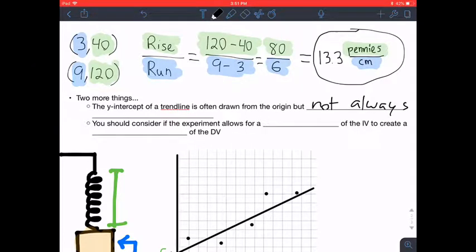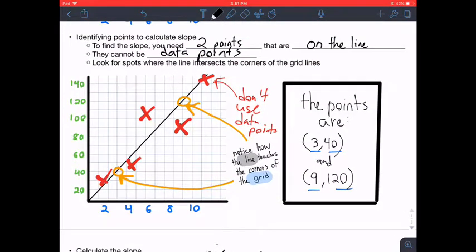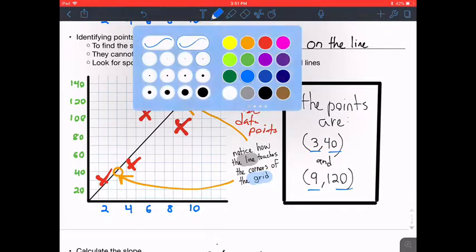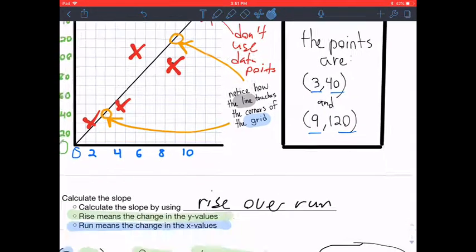You should consider if the experiment allows for a 0 value of the independent variable to create a non-zero value of the dependent variable. So in the case of the Spaghetti Bridges lab, 0 on the x-axis, 0 spaghetti, can only create 0 pennies. You can't hold pennies with 0 spaghetti. It just doesn't make sense. So you have to go through the origin.